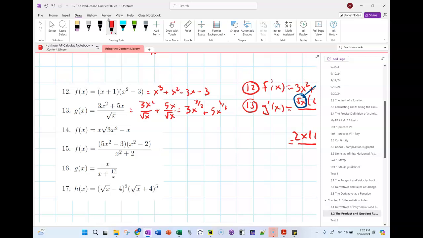So that's what I'm trying to emphasize, is also look for these back doors, look for these shortcuts. If I don't need to use the product rule or the quotient rule, I would like to avoid having to do that. Does that make sense? Okay.